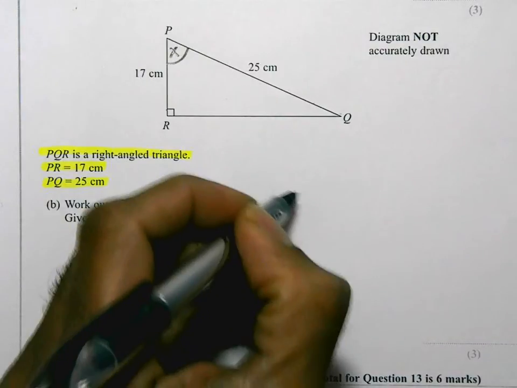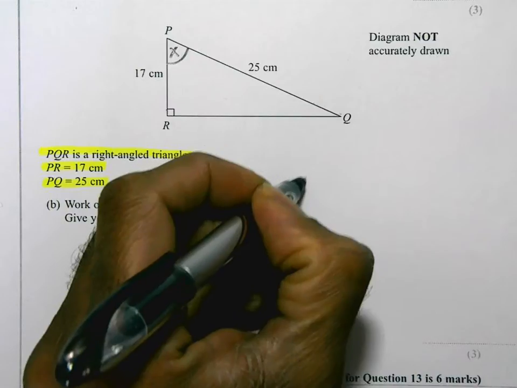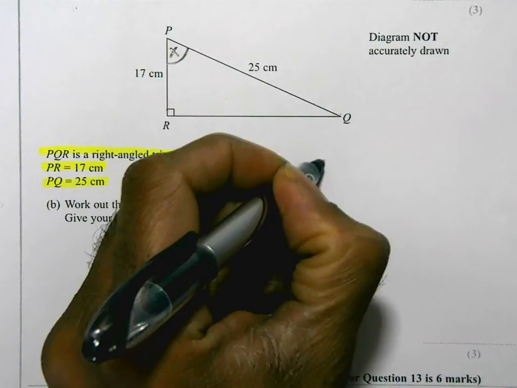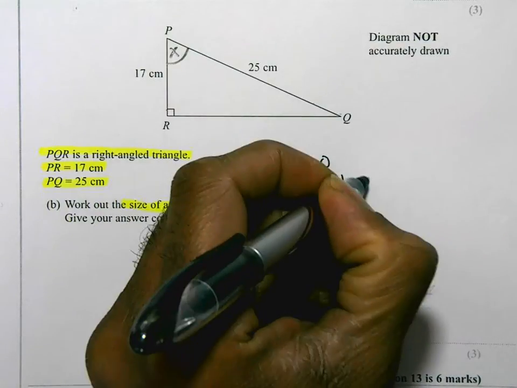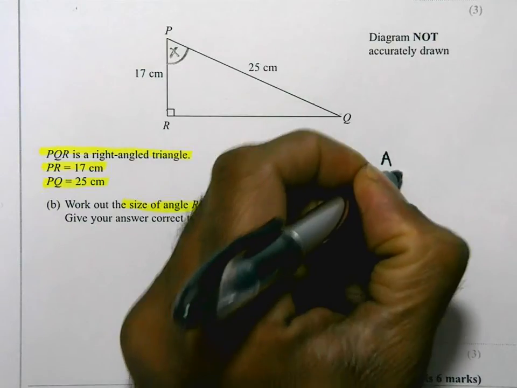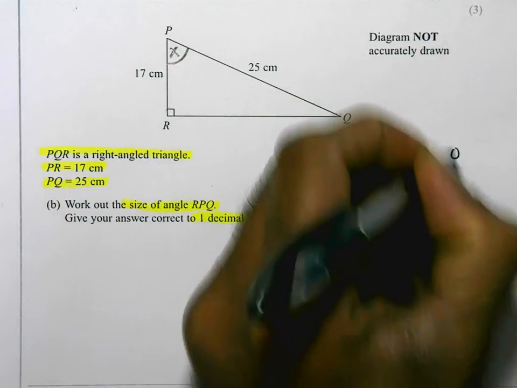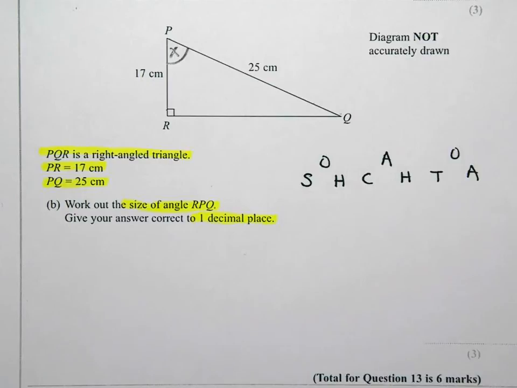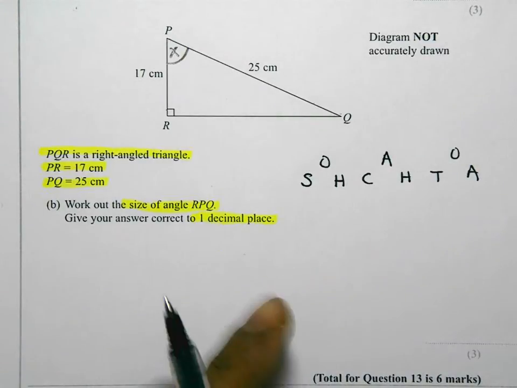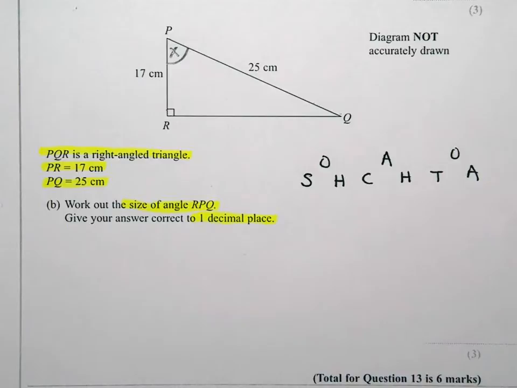Because I know I need to use some trigonometry, I'm going to write down straight away SOHCAHTOA. And I'm going to write it in that sort of zigzag fashion, so 3 triangles, and that's going to help me quite a lot in deciding which trig function to use, sine, cos or tan, and then what calculation to do in the end as well.